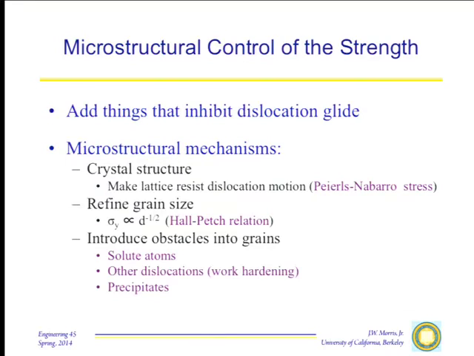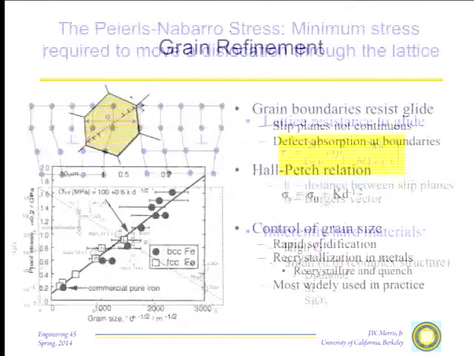So what can we do? We strengthen the material by any mechanism we can use that inhibits dislocation glide. The simplest thing we could do is change the crystal structure, make the material so rigidly bonded that dislocations are very, very difficult to move. The critical resolved shear stress is very high. Alternatively, we can refine the grain size, or we can introduce things into the grains that act as obstacles to the motion of dislocations. Let's begin with the inherent strength.